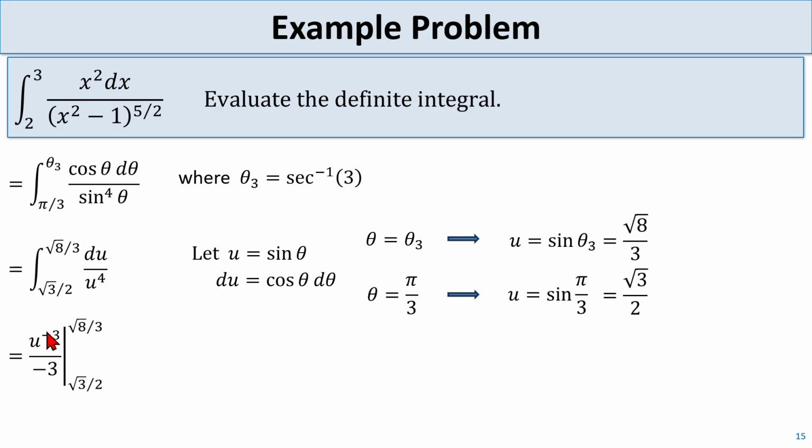And then you can plug in the upper limit minus what you get when you plug in the lower limit. Skipping some of the numerical details, you end up with the following: 8 over 9 times the square root of 3 minus 9 over 16 times the square root of 2. That is the final result for this integral.